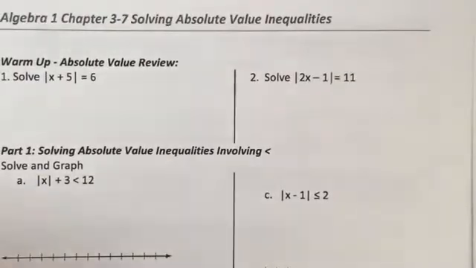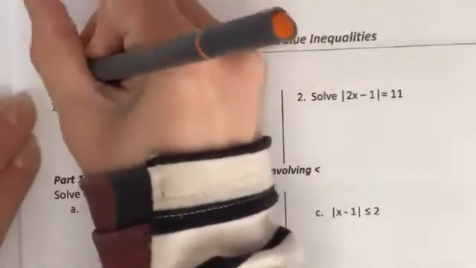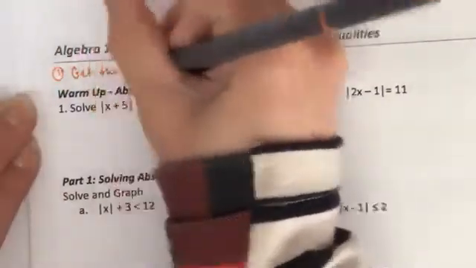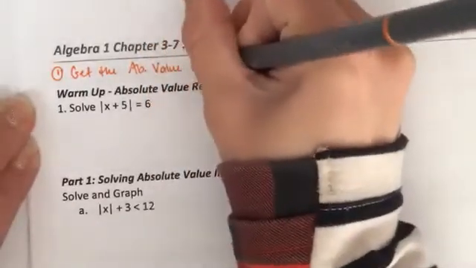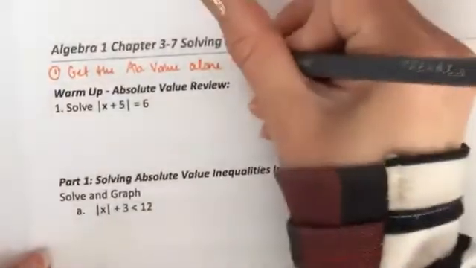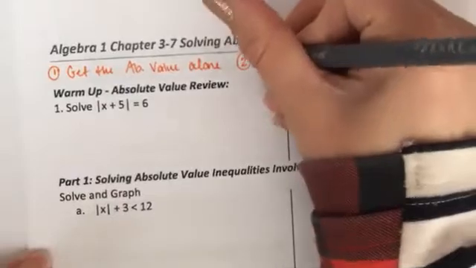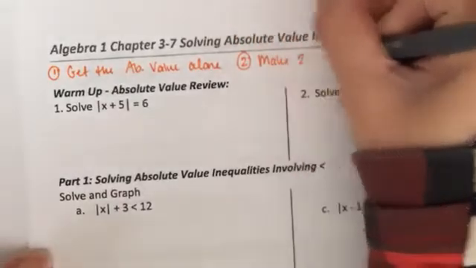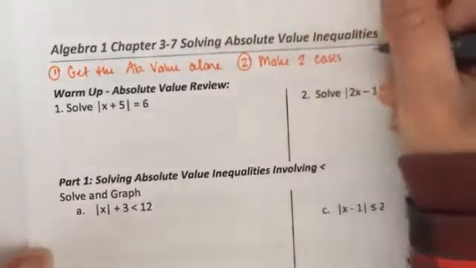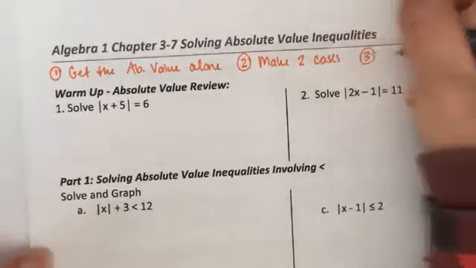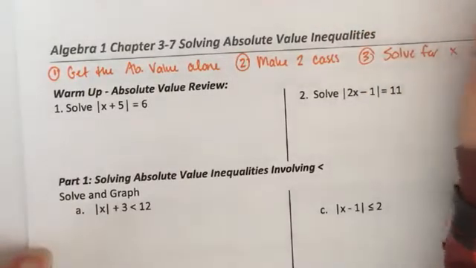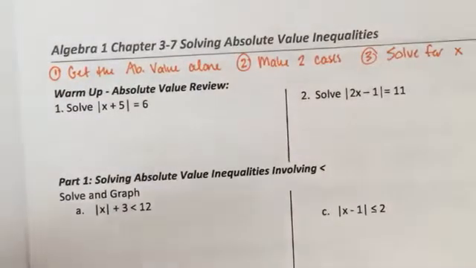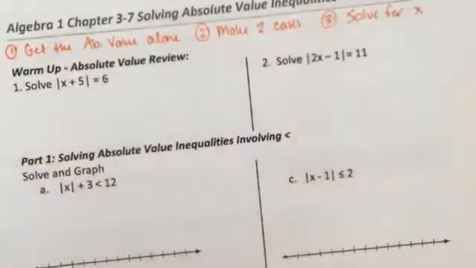So remember that with absolute value, your first step is to get the absolute value alone. Then your second step is to make the two cases. And then your third step is to solve for x, or the variable, whatever it is. So if we follow these steps, we should be okay.